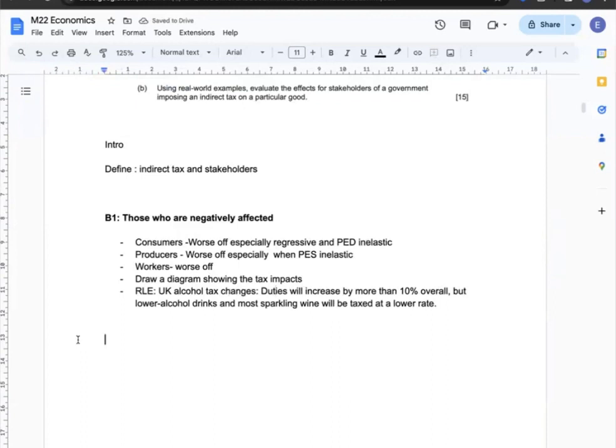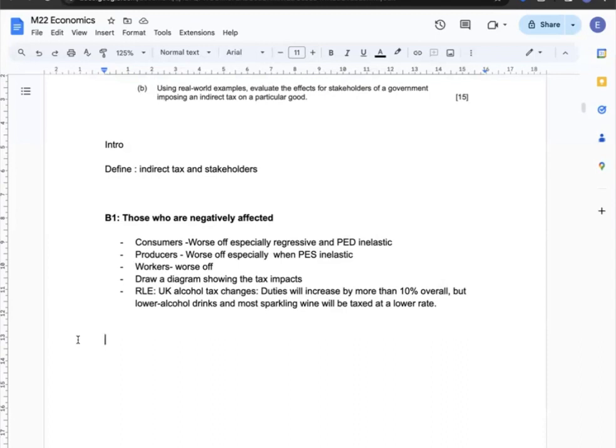First, in body one, I can talk about those who are negatively affected. Consumers are going to be definitely worse off, especially with the taxation. Indirect taxation is regressive, and it can be more harmful when the good's PED is inelastic. Also, producers are going to be worse off as well, especially if their demand is inelastic. Workers are going to be also negatively affected. I can support the idea by drawing a diagram showing the tax impacts, decreasing quantity available, and increasing prices.